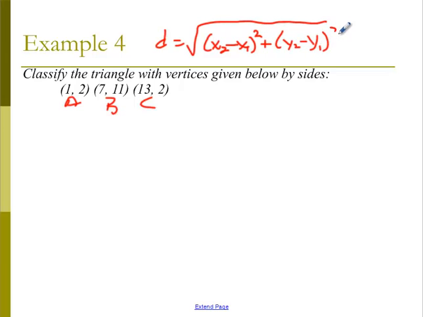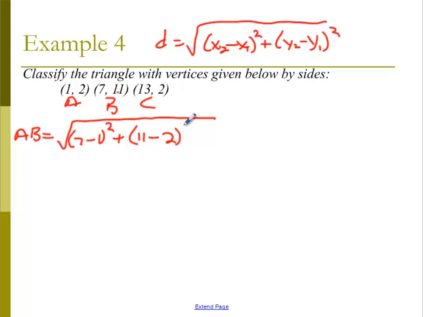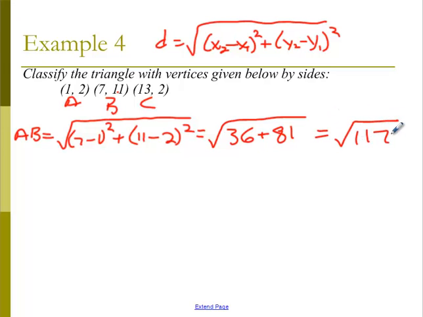Here it is in case you need it. I'm going to find AB first. AB is using these two right here. So x2 minus x1 squared plus y2 minus y1 squared. And when I go ahead and simplify, I got 7 minus 1 squared, which is 6 squared, so that's 36. And 11 minus 2 is 9, that's 81 when you square it. And 36 plus 81 is 117. So I have one of them now. I'm not going to simplify, I'm going to leave them as is, which will be nice for some of you who don't have to make factor trees.